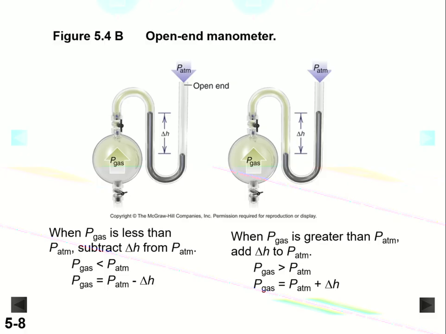So if it was 10 millimeters high, then that would be a 10 millimeters of mercury, or 10 torr, difference. Now on the other side, this is a case where you're releasing gases and the pressure is higher than the atmospheric pressure. And so the pressure of the gas is the pressure of the atmosphere plus delta H.